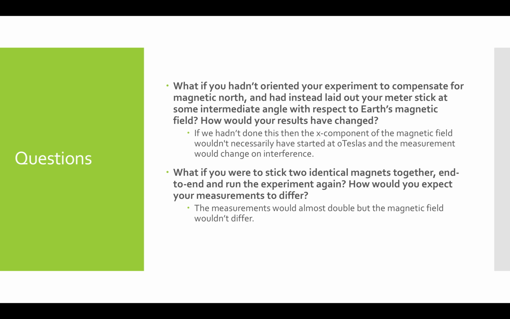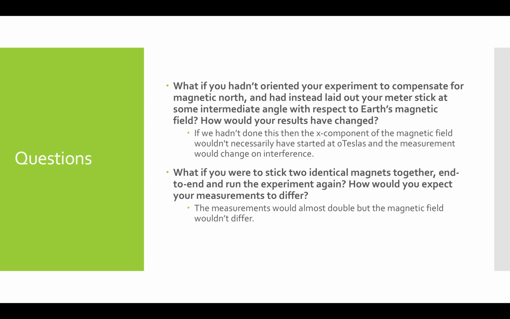And so then the questions: if you hadn't oriented your experiment to compensate for magnetic north and instead laid out your meter stick at some intermediate angle with respect to Earth's magnetic field, how would your results have changed? Well, in that case, we wouldn't have been able to consider the x component of the magnetic field of the north negligible, and so it wouldn't necessarily have started out at 0 teslas, and it would have interfered with our experiment. We would have gotten inaccurate results.